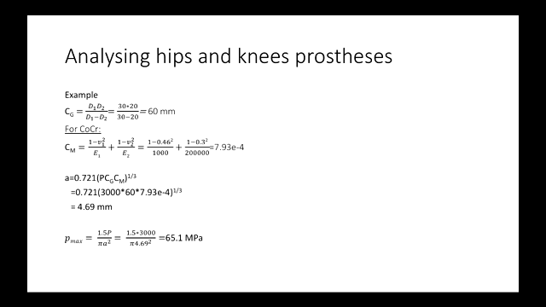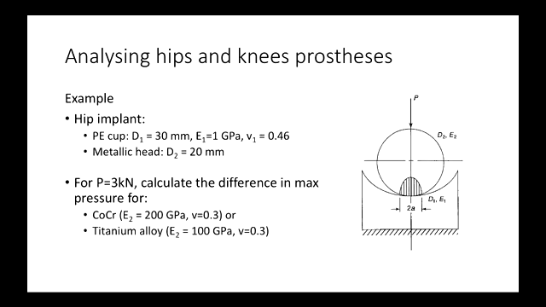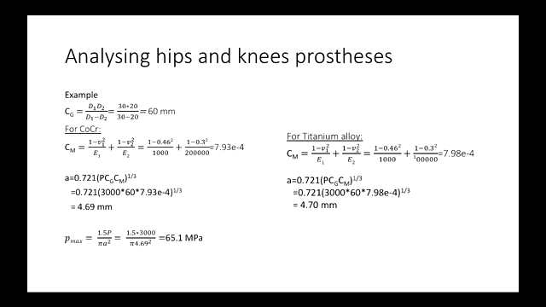Now let's repeat that for the titanium. So the titanium is a softer material, and we see that it's made hardly any difference at all. So the stiffness of the actual implant, because it's orders of magnitude greater than the polyethylene, it doesn't matter, right? Any stiff material will have a similar contact pressure.